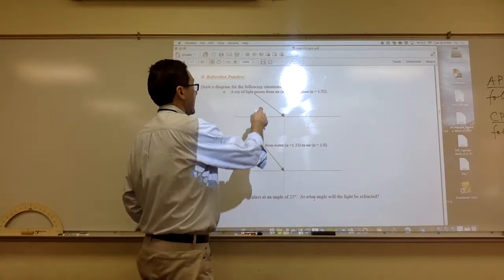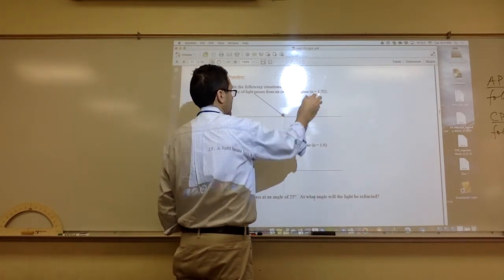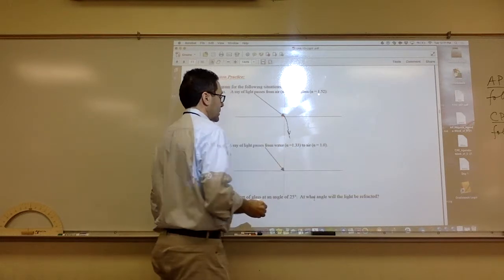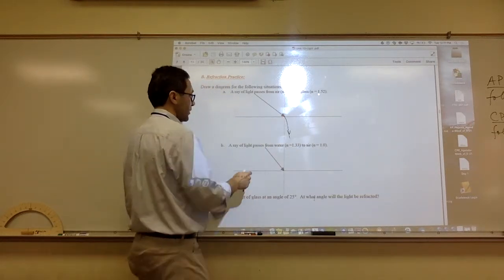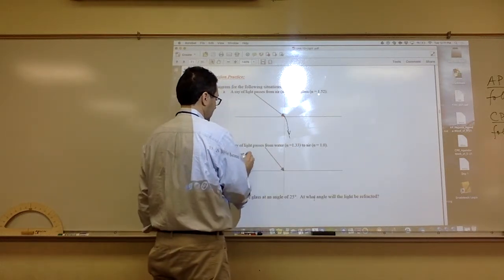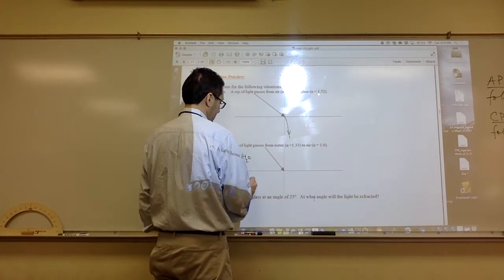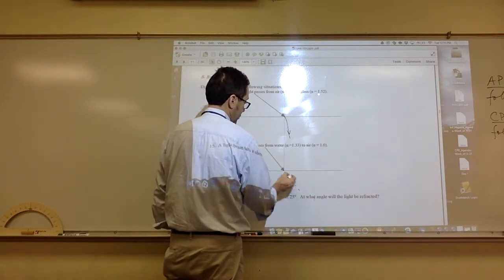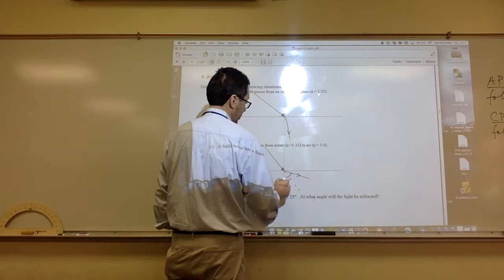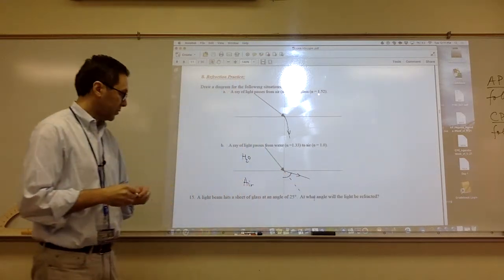We're going from air to glass. If we're going from less dense to more dense, the bending will be towards the normal. We're going from water, so let's just say water is up here, into air. Instead of continuing straight, you're going to bend away from the normal. You always measure your angle with respect to the normal.